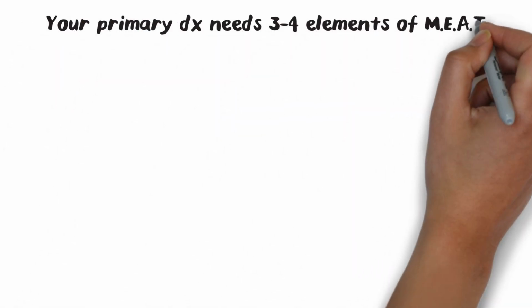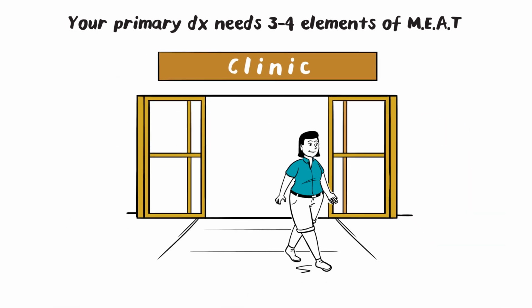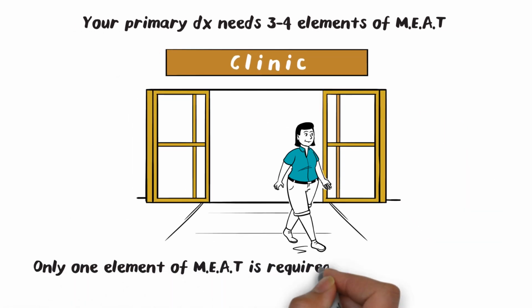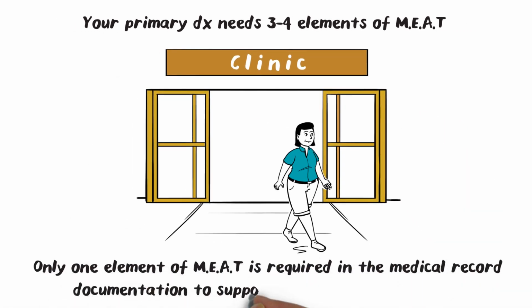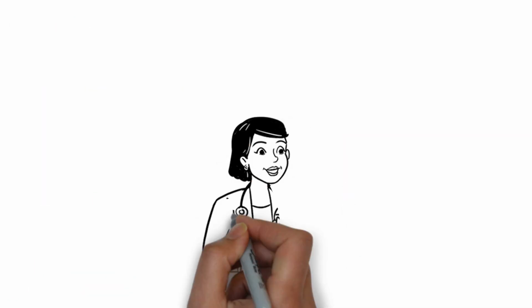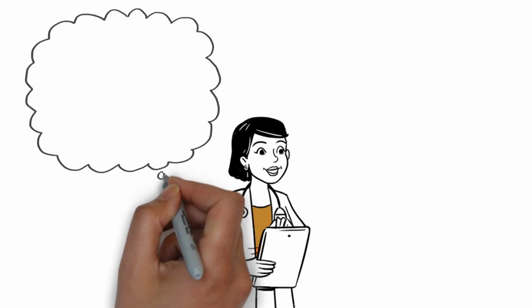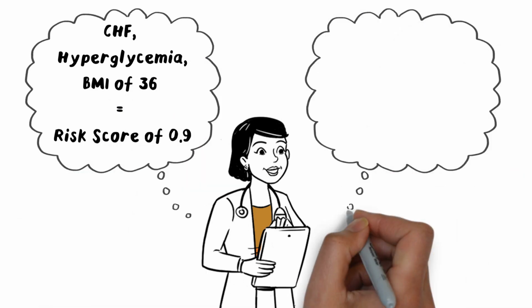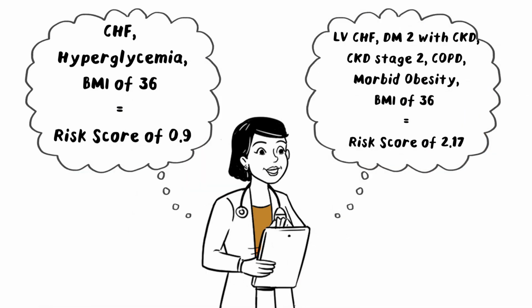In general, your primary diagnosis will have 3 to 4 elements of MEET. Again, only one element of MEET is required in the medical record documentation to support an additional diagnosis. By following MEET guidelines, you can be confident that your documentation is complete and supports appropriate additional codes.